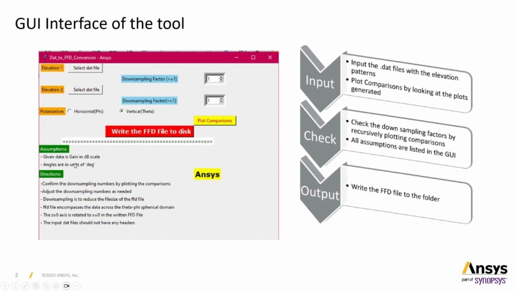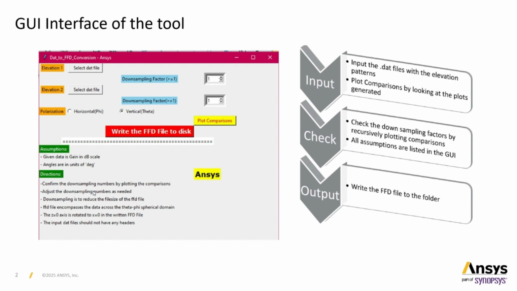Now all the assumptions are written here. What are the units? What are the angles? And the DAT file is basically angle comma gain. So whatever the angle is in that elevation plane, we have the DAT file in that format. Now in order to generate this DAT file, there can be many sources that the DAT file can be extracted from.